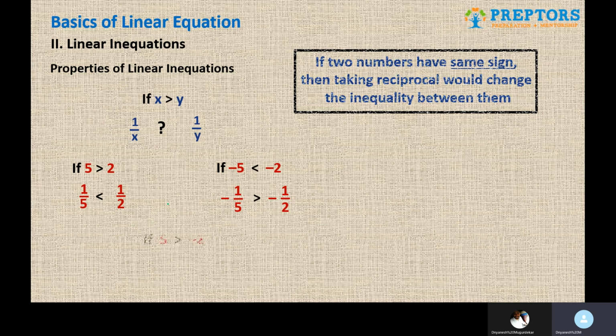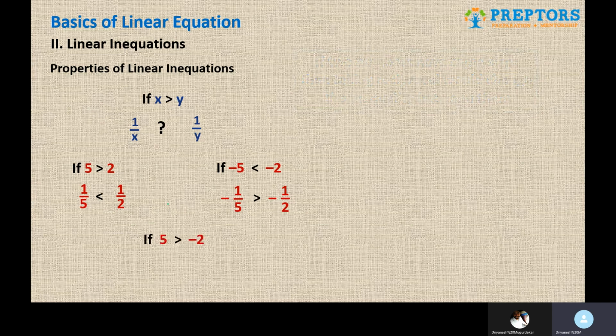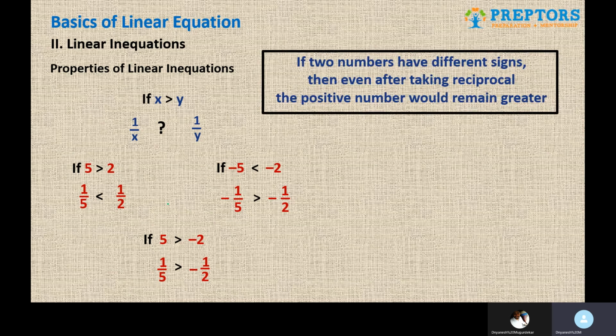But suppose one number is positive and one number is negative, if you take the reciprocal, obviously common sense, positive will still be greater than negative. Inequation will not change the sign. It will remain the same. Two numbers have different signs. Even after taking the reciprocal, the positive number will remain the greater number. That means inequation will not change the sign. So these are the simple rules that you need to remember as far as linear inequations are concerned. And then it becomes very simple to tackle the questions based on this particular portion as well.